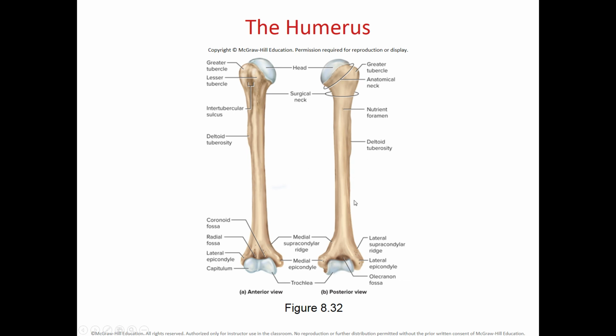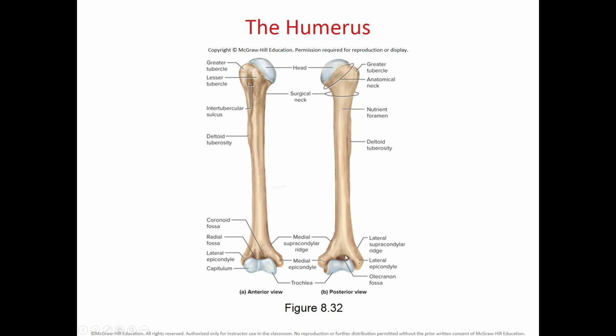Now, sorry, this was the anterior view on the left, and then this will be the posterior view on the right. So in the posterior view on the right, you can see the greater tubercle, you can see some nutrient foramina, the deltoid tuberosity, and then you can see the olecranon fossa. The olecranon fossa is important to stop the forearm from bending into the arm greater than 90 degrees.